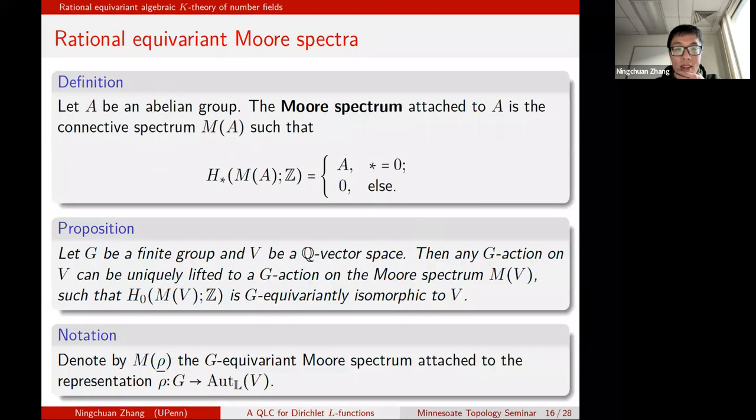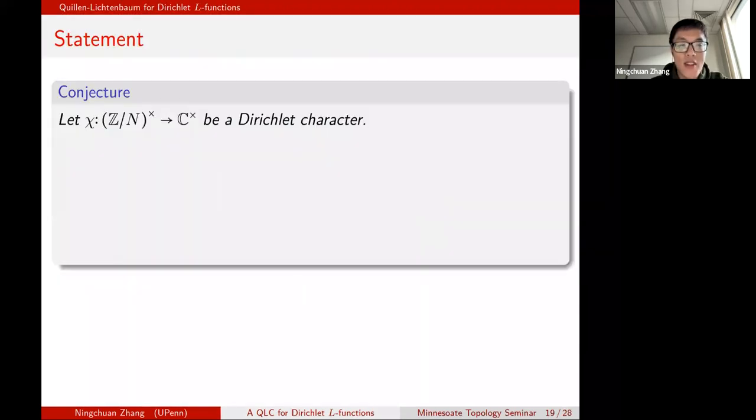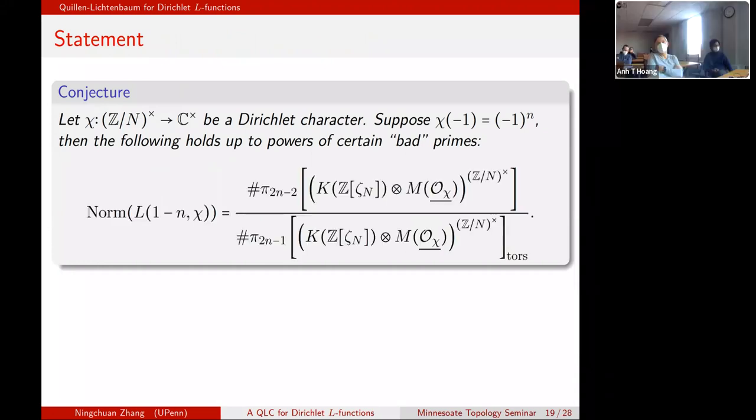Okay, let's move on. So let me make a statement, make a conjecture. Let chi be a Dirichlet character and suppose the parities match. Then the following holds up to powers of certain bad primes. Of course, 2 is a permanent member of bad primes in any situation.